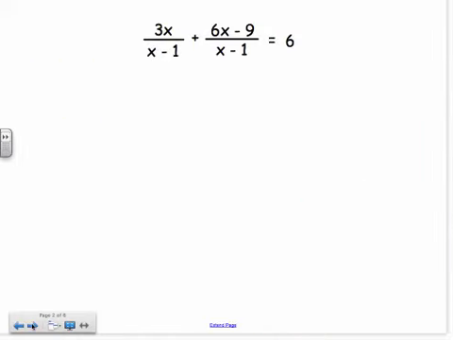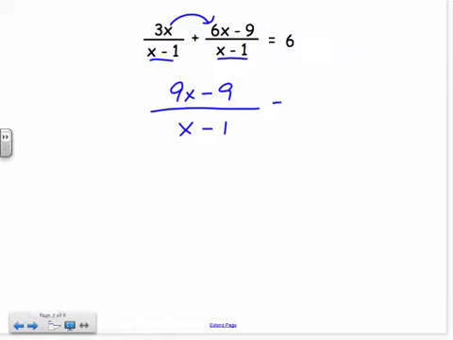Let's take a look at another case. Here I can't just take the cross product, because I have a fraction plus a fraction on the left side, so I have two fractions. But if you notice, I have a common denominator. If you have that common denominator, you might want to make it into one fraction. Since it's common, I can put it all over x minus 1. I'm just taking 3x plus 6x minus 9, and a 3x plus a 6x is a 9x, minus 9, and that equals 6.